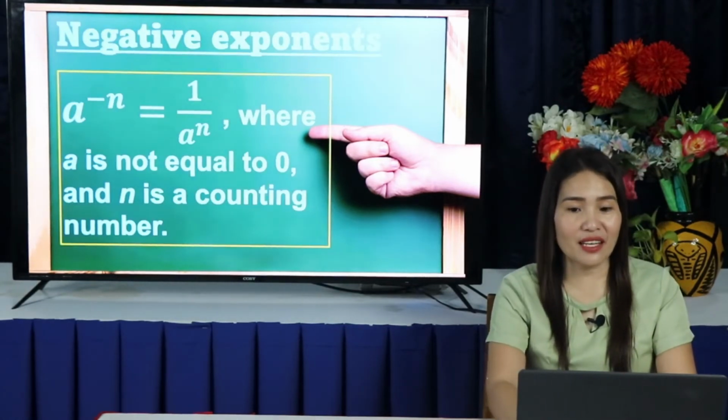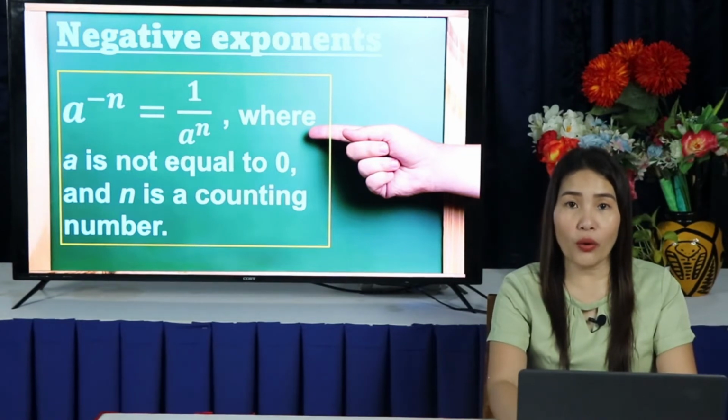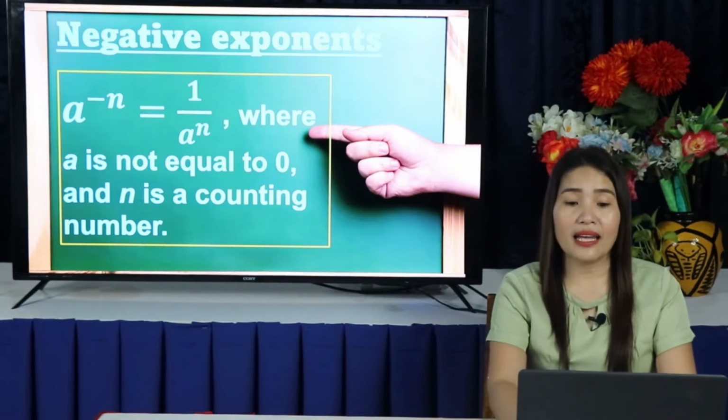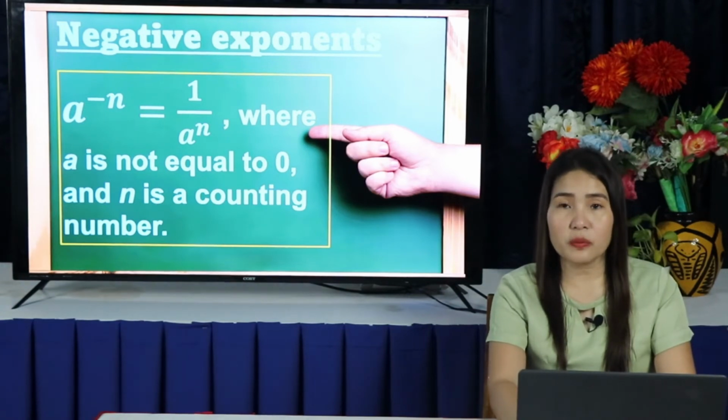Next, we have the negative exponents. A raised to the negative n is equal to 1 over a raised to n, where a is not equal to 0 and n is a counting number. Some expressions may have negative exponents either in numerator or denominator. It is much easier to simplify expressions when the negative exponents are changed to positive. In this case, the law for negative exponents applies and it has an equivalent value. Get the reciprocal of the base and change the sign of the exponent to positive.